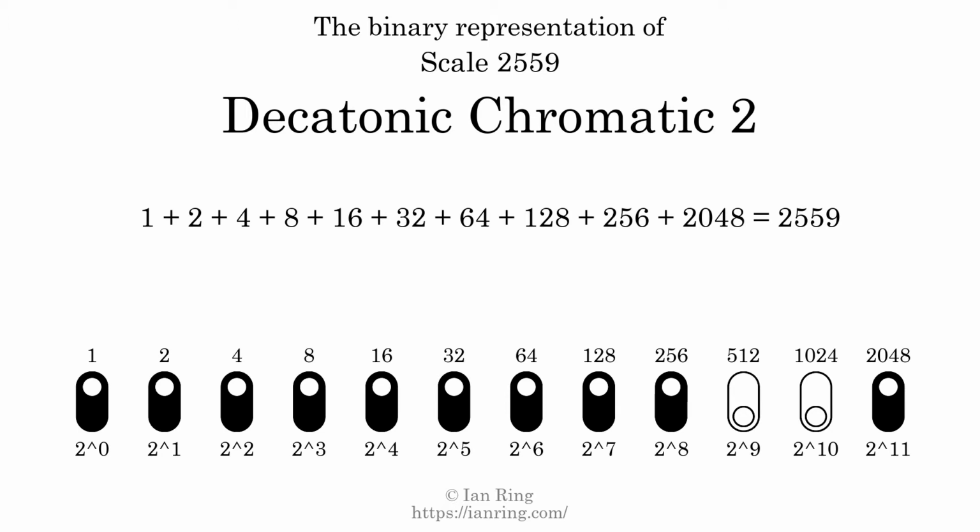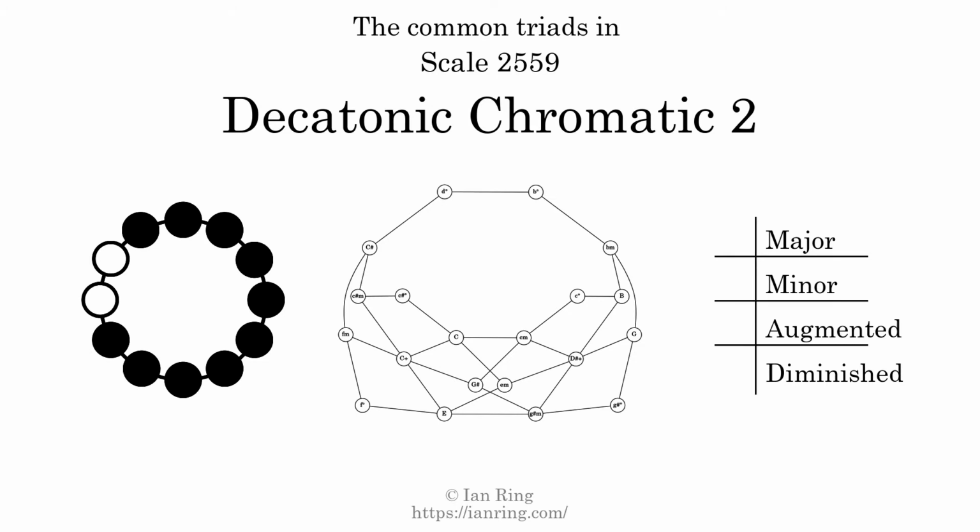2559. The scale number not only enumerates the scale with a unique index, but it also literally describes the tonal content of the scale. Represented as a binary number in base 2, the scale number is 1001111111111. Here are the common triads present in this scale.